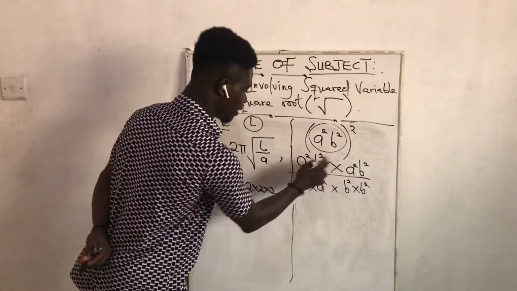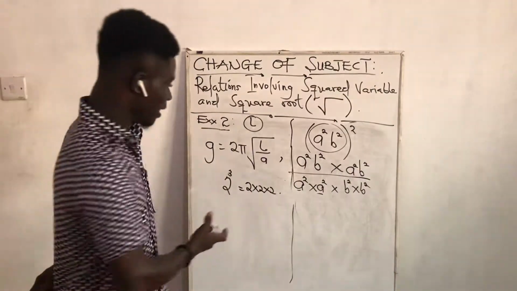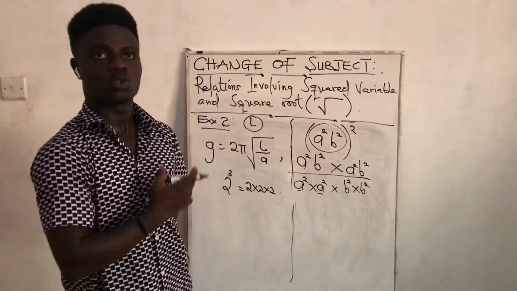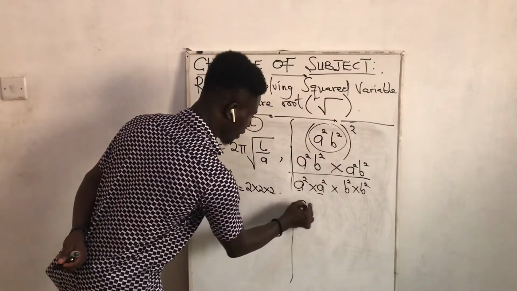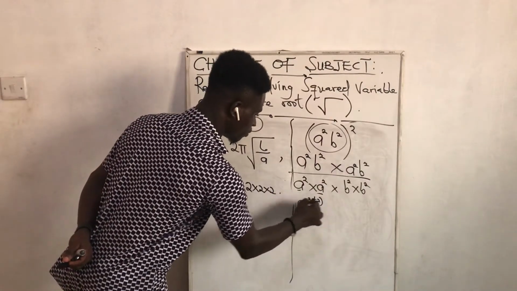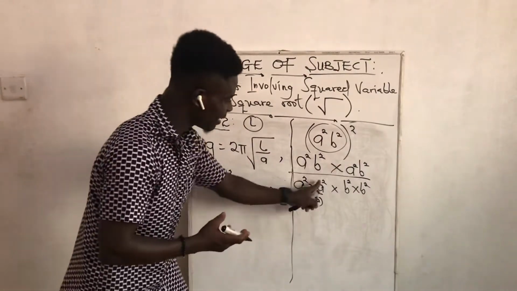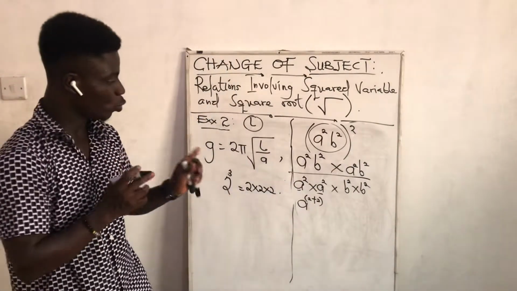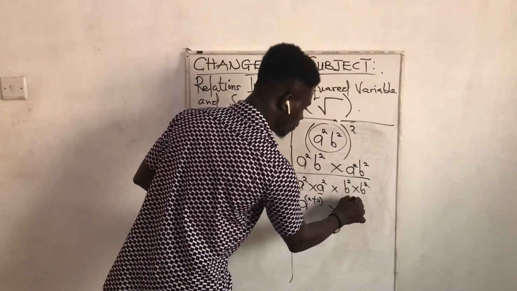So a squared times a squared, here they have the same base and they are multiplying. So what do you do? You add the exponent. So I have a to the power 2 plus 2. So I'll be adding this superscript. So 2 plus 2, then times b to the power 2 plus 2.